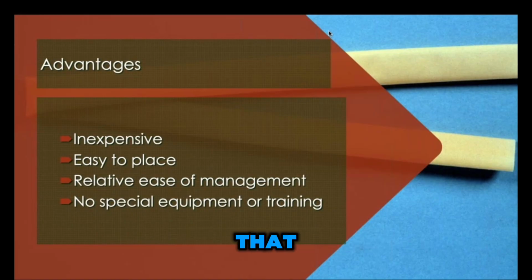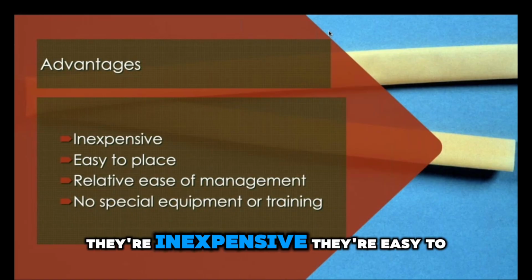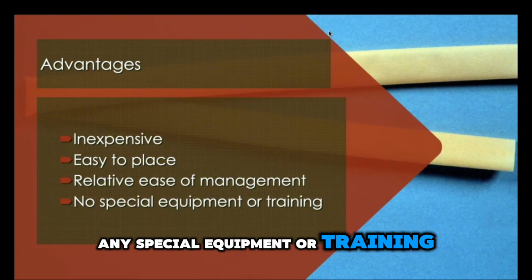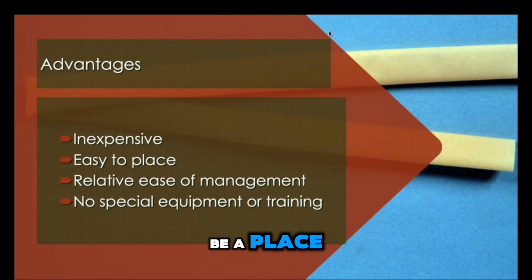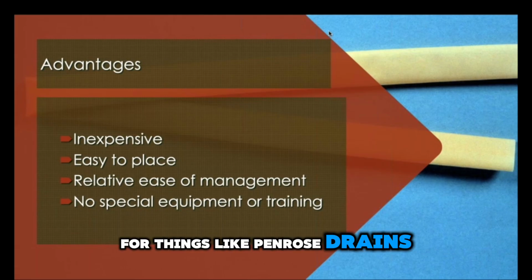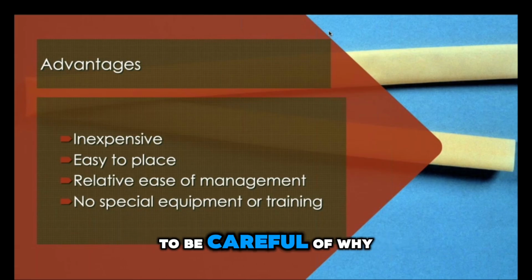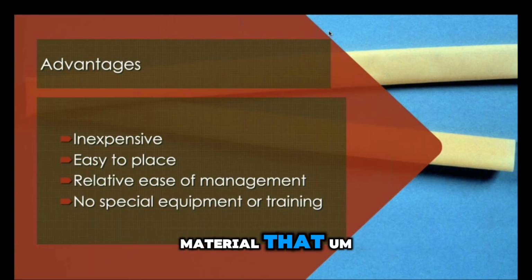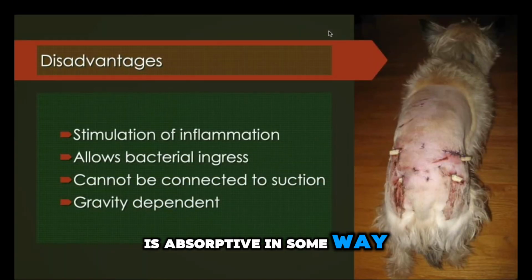So again, this idea of functional drainage, it is passive and it really can have some capillary action. And if we look at that, there's a lot of advantages of using these types of drains. They're inexpensive, they're easy to place. We don't have to have any special equipment or training. So there's probably always going to be a place for things like Penrose drains, but I think we have to be careful of why we're placing them, when we choose to place them, where we place them, how we manage them, by keeping them covered in a sterile bandage material that is absorptive in some way.